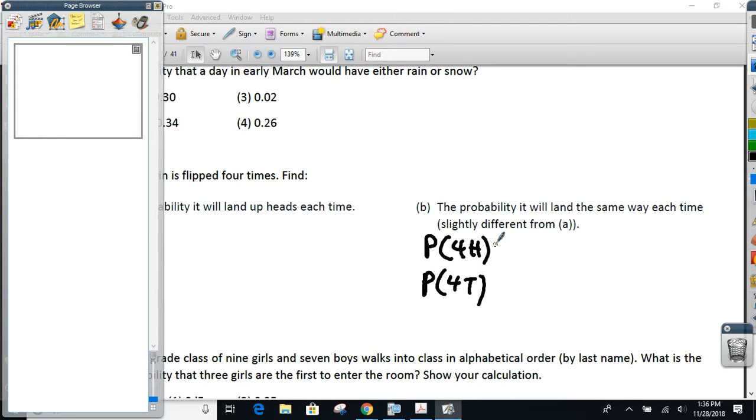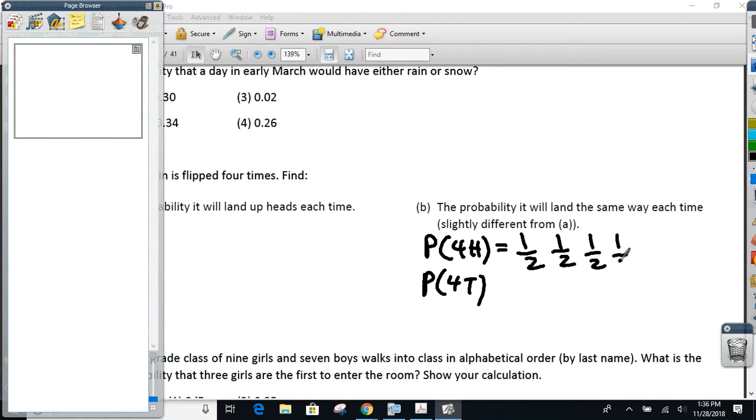Okay, let's do 4 heads first. Flip the coin. What's the probability you get a head? 1/2. Flip it again. Second time. Does this first time have any effect on the second flip? So what is it going to be again? 1/2. Keep going.